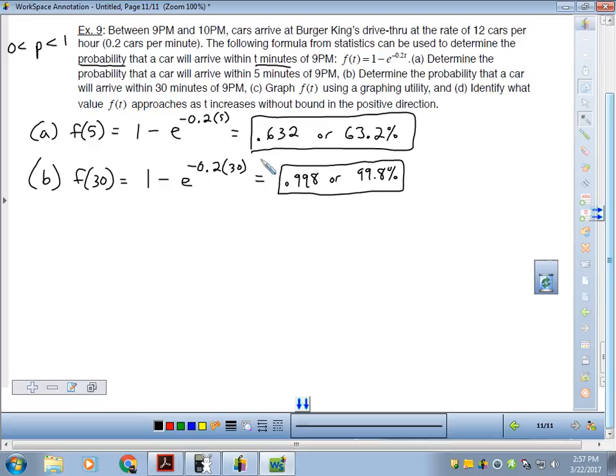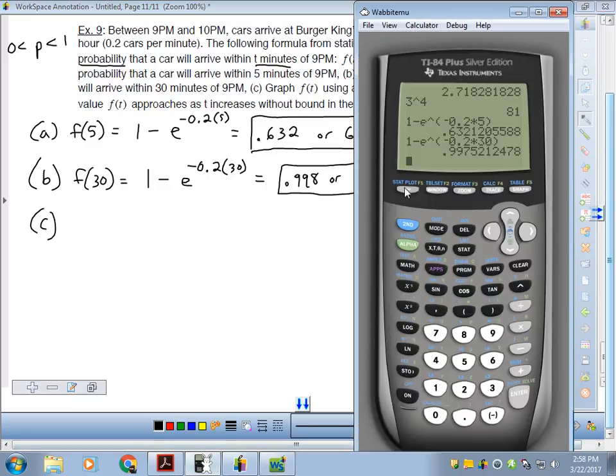All right. Part C asks us to graph this function using a graphing utility. So I'm going to use my graphing calculator. I'm going to go into y equals. I'm going to clear out this stuff that's already in there. And so I'm going to put in this equation. Now, when we put it in, we can't put in t. So we're going to have to use x instead for t. So I'm going to have 1 minus e raised to the negative 0.2 times x.